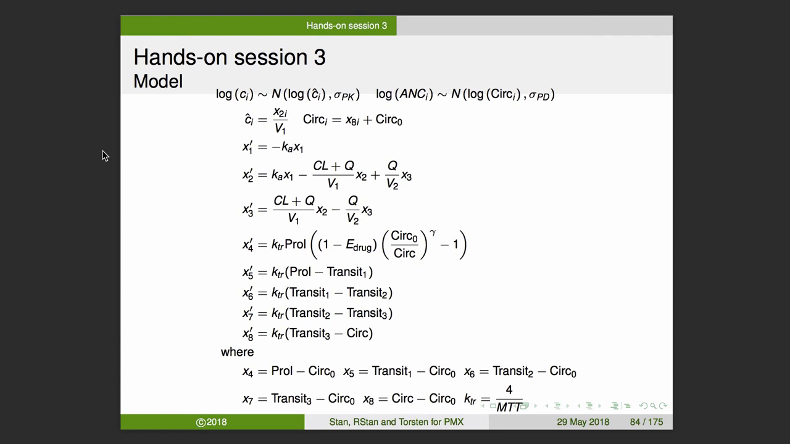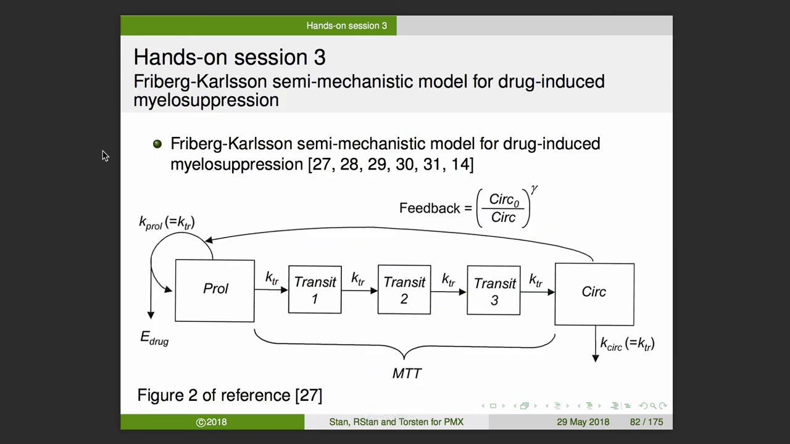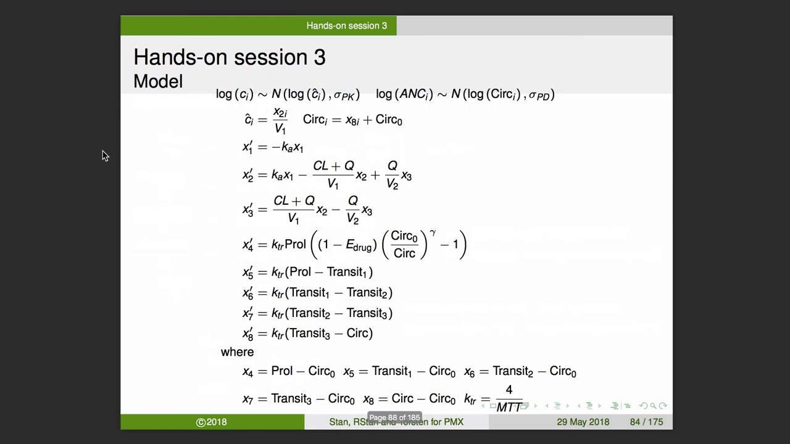And at steady state, all of the compartments here would actually have the same concentration. So they end up at what I'll call circ zero in the model. So you see that for all of those components, X4 is going to be changed from baseline for all of them. And the baseline is the same, circ zero. The KTR in there, we can relate to the mean transit time. So mean transit time is actually going to be the thing we'll put a prior on. And the KTR is something we can calculate directly from it.